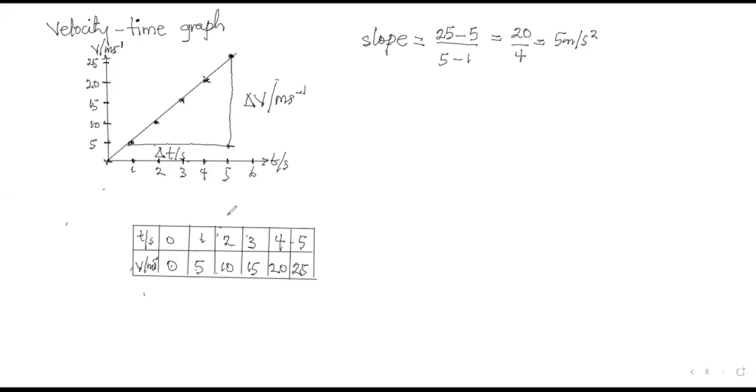So in a velocity time graph, we are plotting the velocity or the speed of the body against time, whereas in a displacement time graph, it is the distance covered by the body within a particular direction plotted against time.